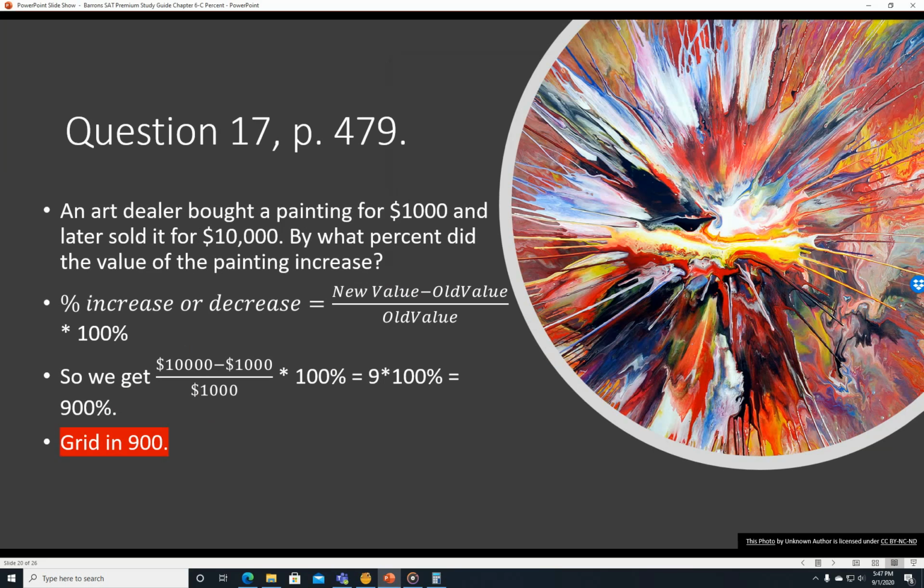Question 17, page 479. An art dealer bought a painting for $1,000 and later sold it for $10,000. By what percent did the value of the painting increase? The percent increase or decrease is just the new value minus the old value over the old value, as we've already done on a couple other problems here, times 100%. So we have $10,000 minus $1,000 over $1,000 times 100%, which is 9 times 100%, which is equal to 900%. So just grid in 900 and you're done.